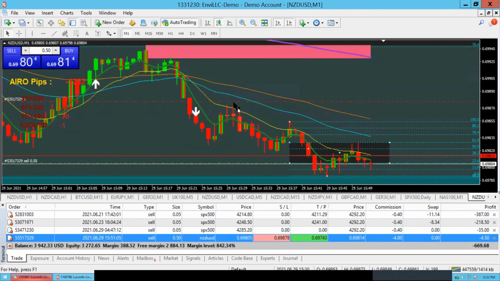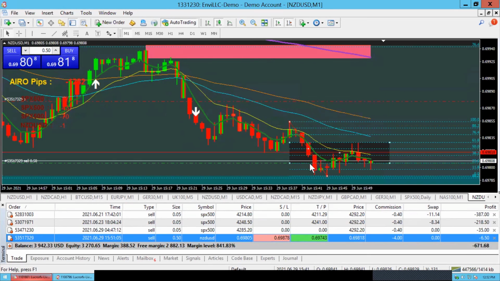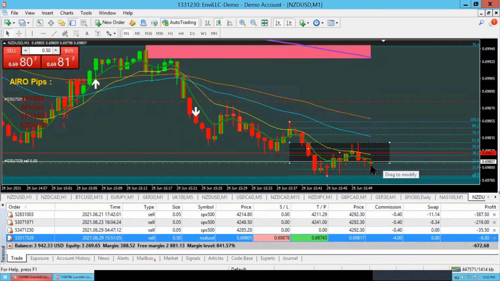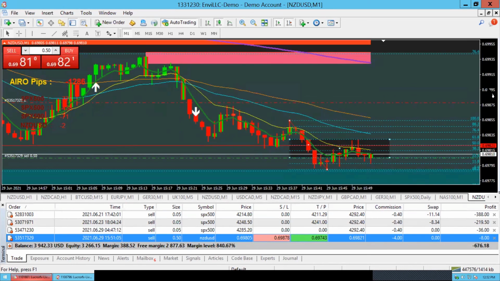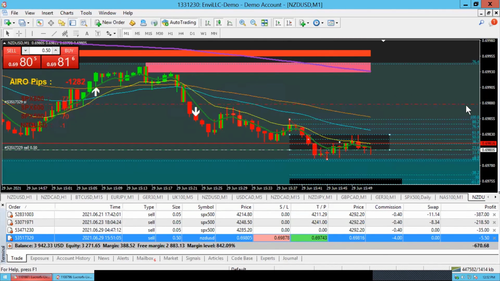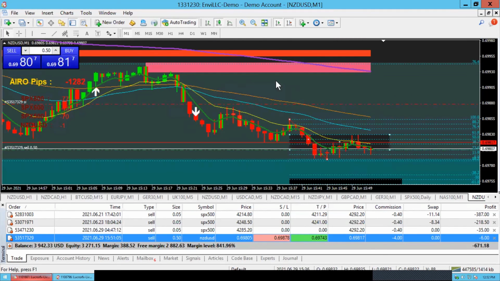Here's a nice drop, pulled back, lines didn't cross, drop, pulled back, lines didn't cross, drop, pulled back, lines did not cross. But this is the third run on this. But the strength was still to the downside.